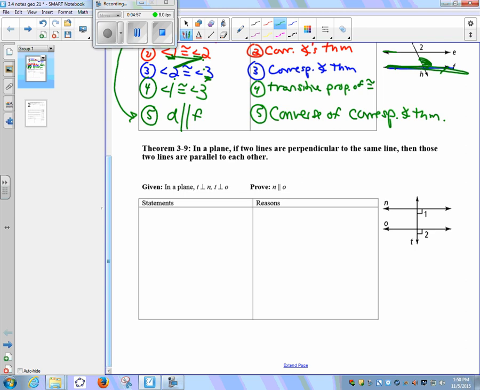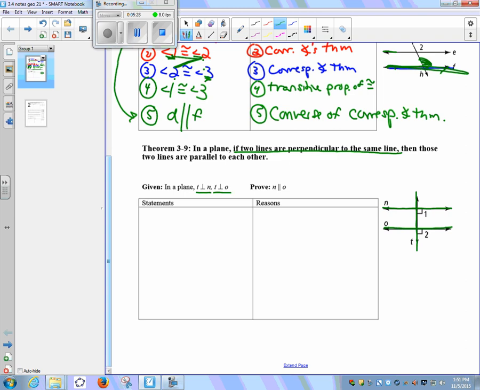In a plane, if 2 lines are perpendicular to the same line, then those two lines are parallel to each other. Well, let's think about this. If two lines are perpendicular to the same line. So in this diagram, the two lines are N and O. They are both perpendicular to T. So our given is T is perpendicular to N, and T is also perpendicular to O.